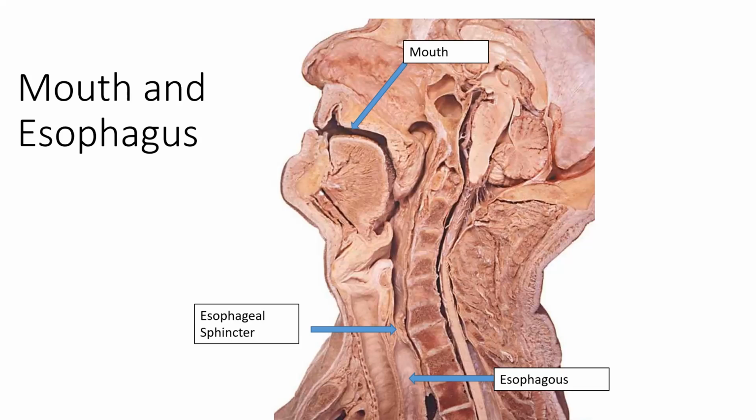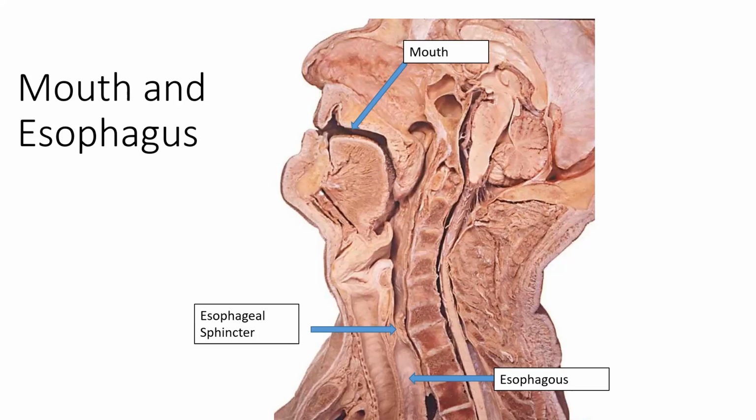The first thing that happens when we swallow food or water, the epiglottis, the structure here, is going to flip over and close off the entrance to the glottis, which is the airway. The second thing that's going to happen is the uvula and the soft palate flip up to close off the entrance to the nasal cavity. So we close off the nasopharynx. So we have two things that happen reflexively.